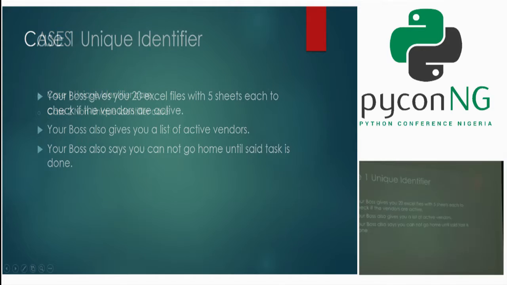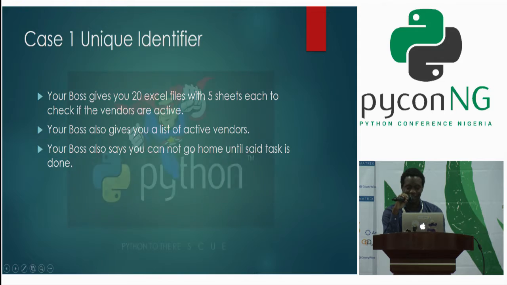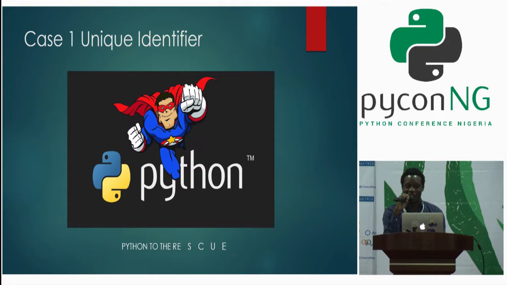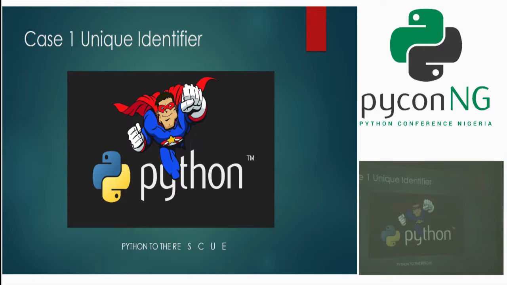So a typical scenario: your boss gives you 20 Excel files with 5 sheets each, and he wants you to check if the vendors are active. And he gives you an Excel file containing the list of active vendors, and also says you can't go home until you finish the task. If I didn't know Python, this would have been my reaction. But because I know Python, yeah.